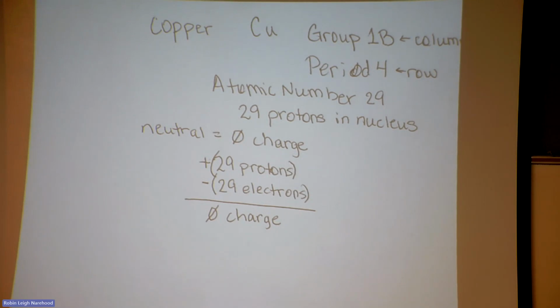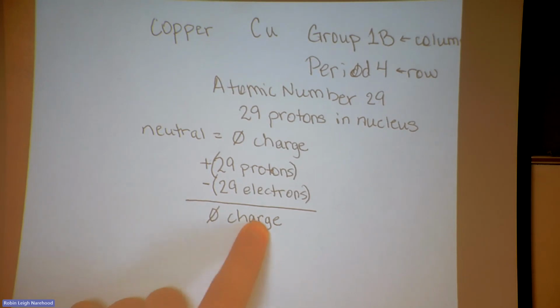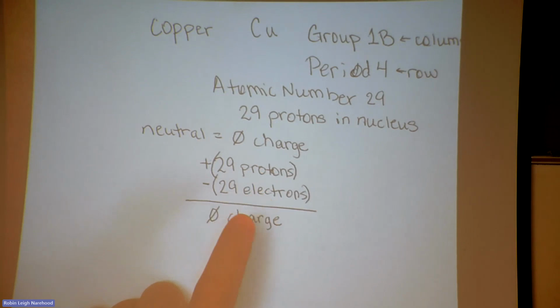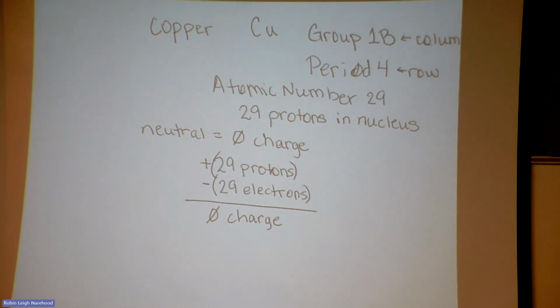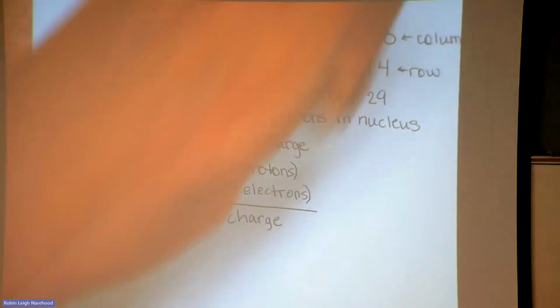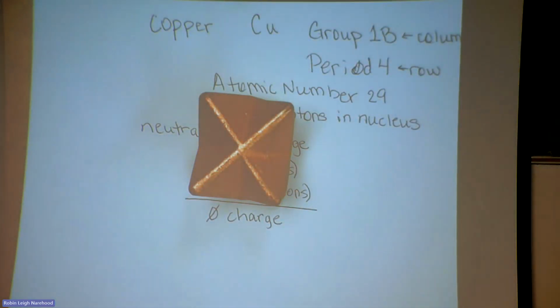So one of our formulas that we're going to use, the charge is going to be the positive protons plus the negative electrons. Protons, electrons, so we get this charge. Is that neutral? This copper right here is neutral. Neutral metals look metallic.